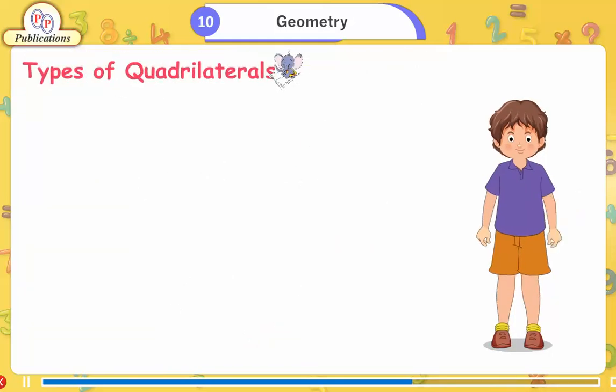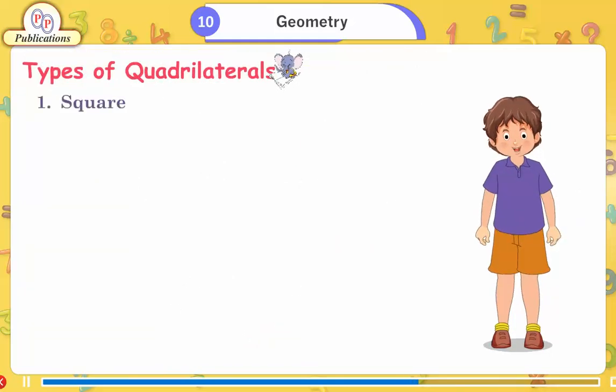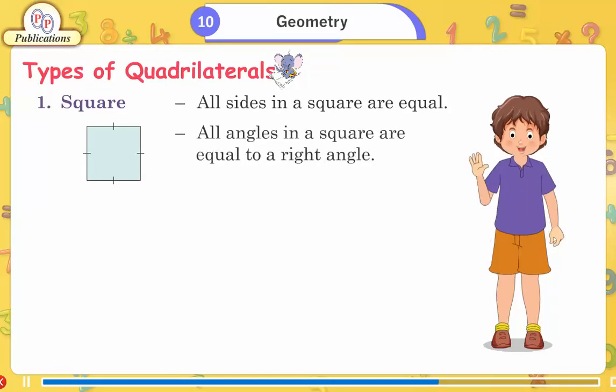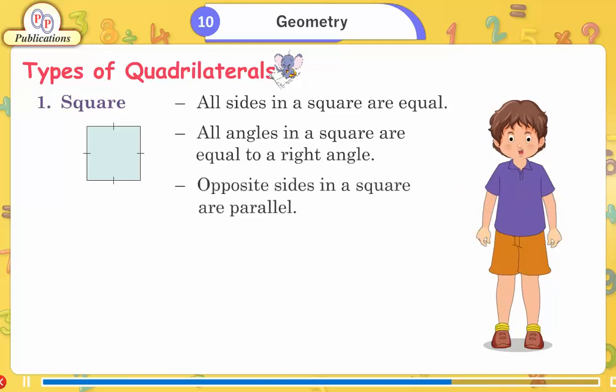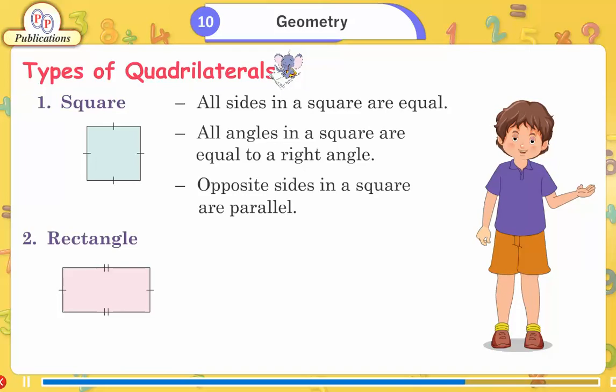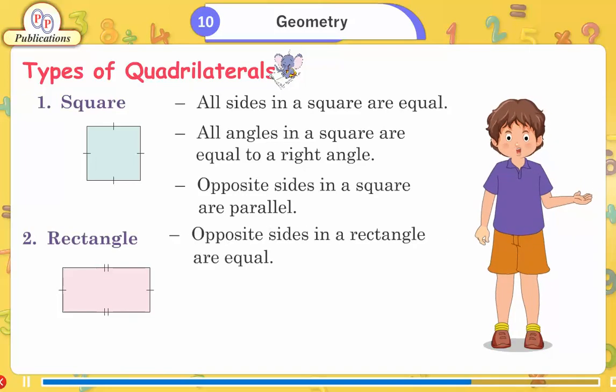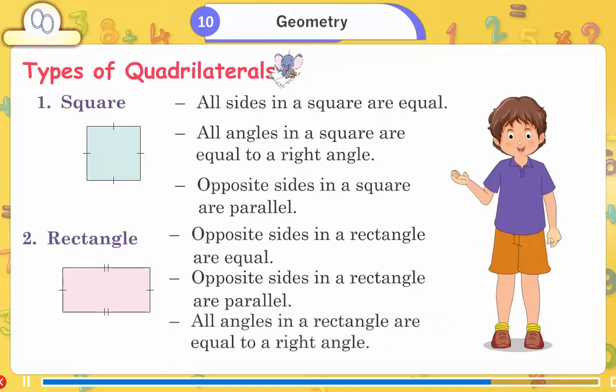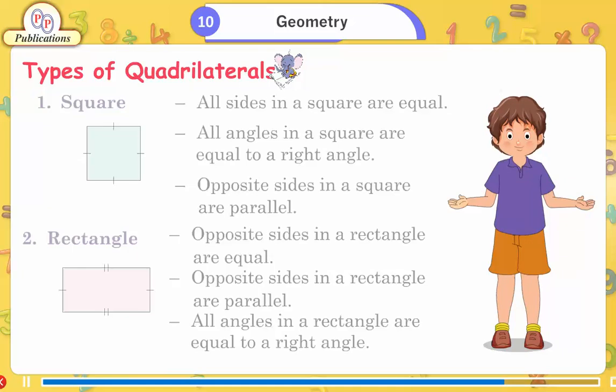Types of quadrilaterals. 1. Square. All sides in a square are equal. All angles in a square are equal to a right angle. Opposite sides in a square are parallel. 2. Rectangle. Opposite sides in a rectangle are equal. Opposite sides in a rectangle are parallel. All angles in a rectangle are equal to a right angle.